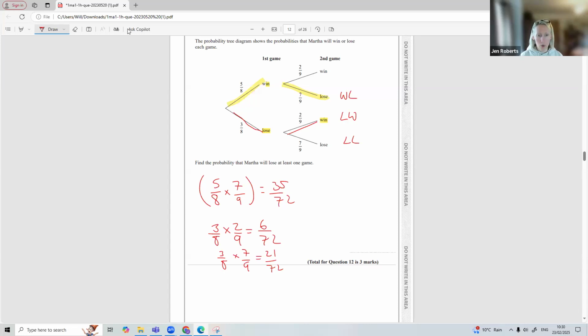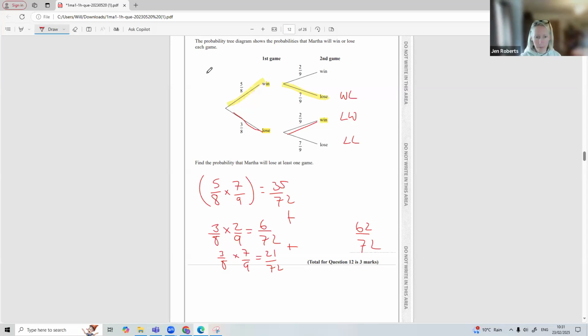Right, it's that option or that option or that option. So we add them together. Add your numerators, leave your denominators the same. 30, 40, 56, 62 over 72. It doesn't ask you to simplify it, but if you have, you may have got 31 over 36.